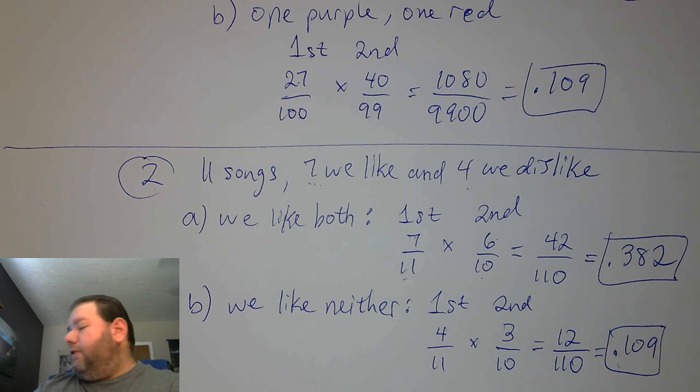Now part C, this one's a little bit different than what we saw in problem 1. Part C is, what is the probability we like at least one of the two songs that are played?